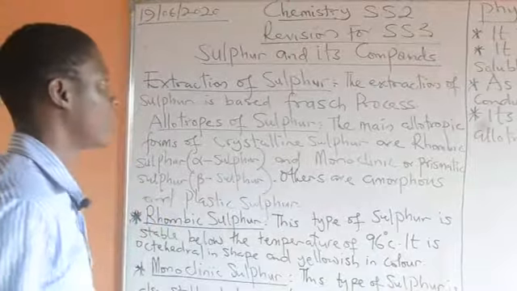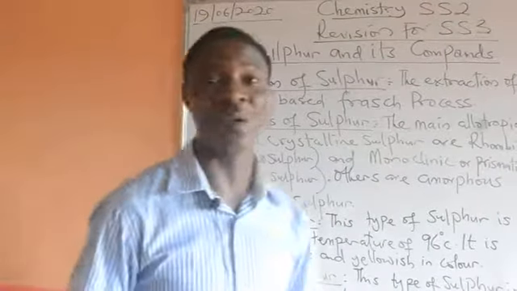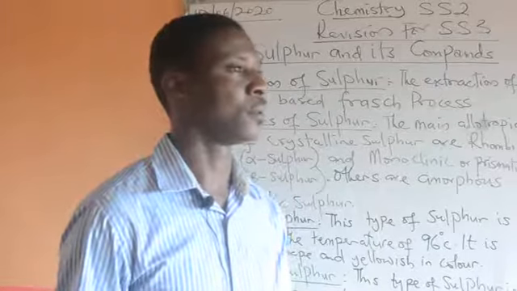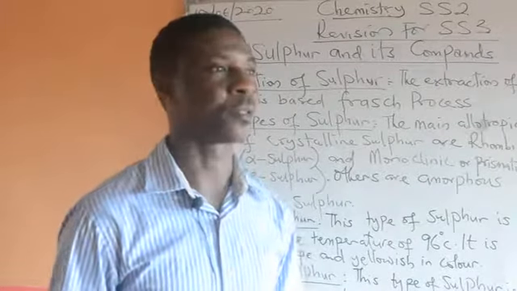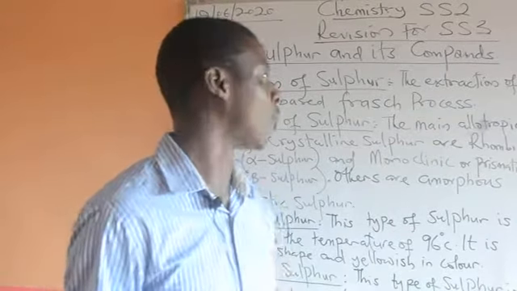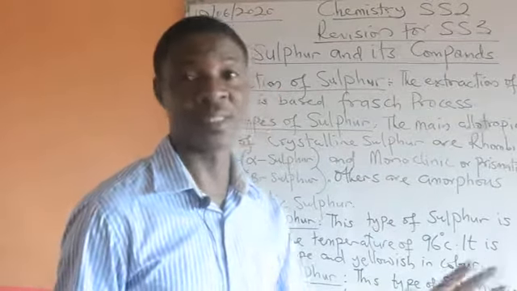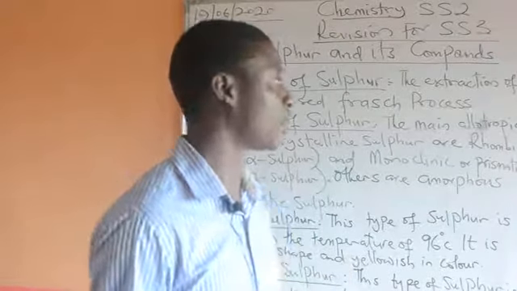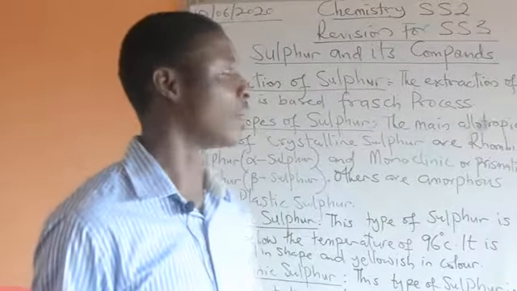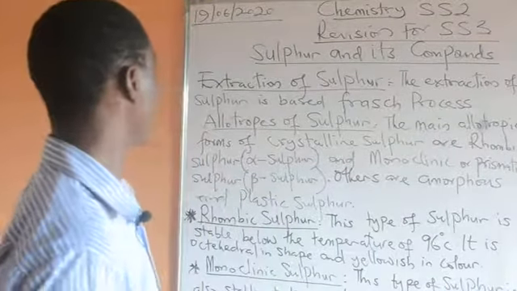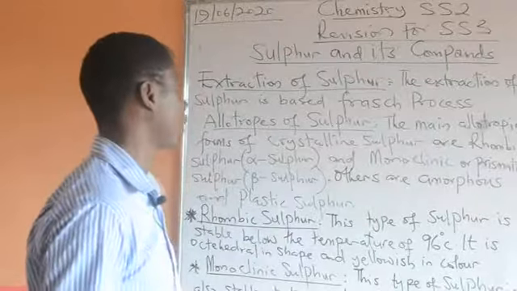Now, first, sulfur and its compounds is a very wide topic. That does not mean you shouldn't read widely, but there are some main points that you need to bring out, that you need to digest. Not that everything else is not important, but you have to bring out the main points, those important points that the examination body can set questions from. So first, we have to talk about the extraction of what?